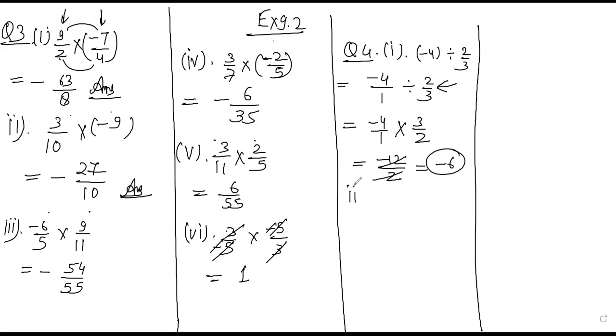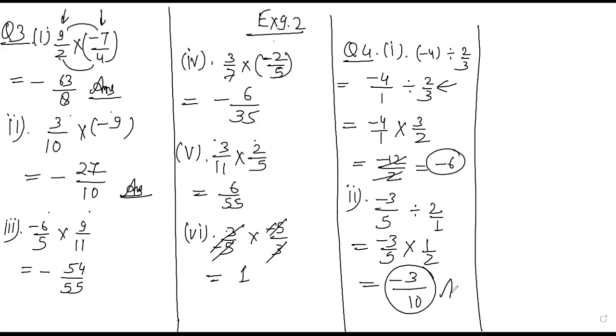Okay, second part, -3 upon 5 divided by 2. Okay, right? So -3 upon 5, keep it same, and we will write 1 here, and multiply: the division sign changes into a multiplication sign, and this will be the reciprocal, that is 1 upon 2. Now the answer will be 3 1s are 3 with the negative sign, and 5 2s are 10. This will be the answer.